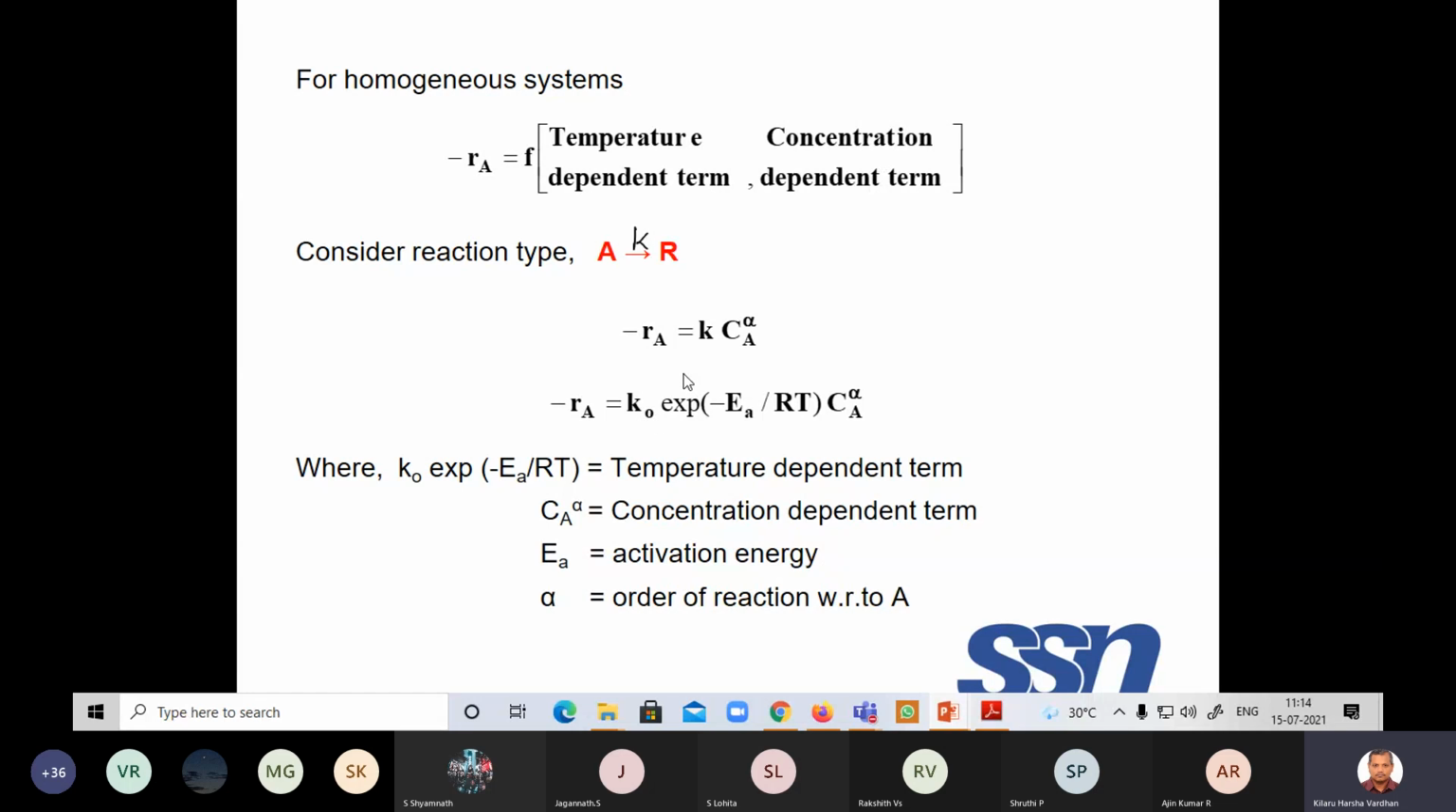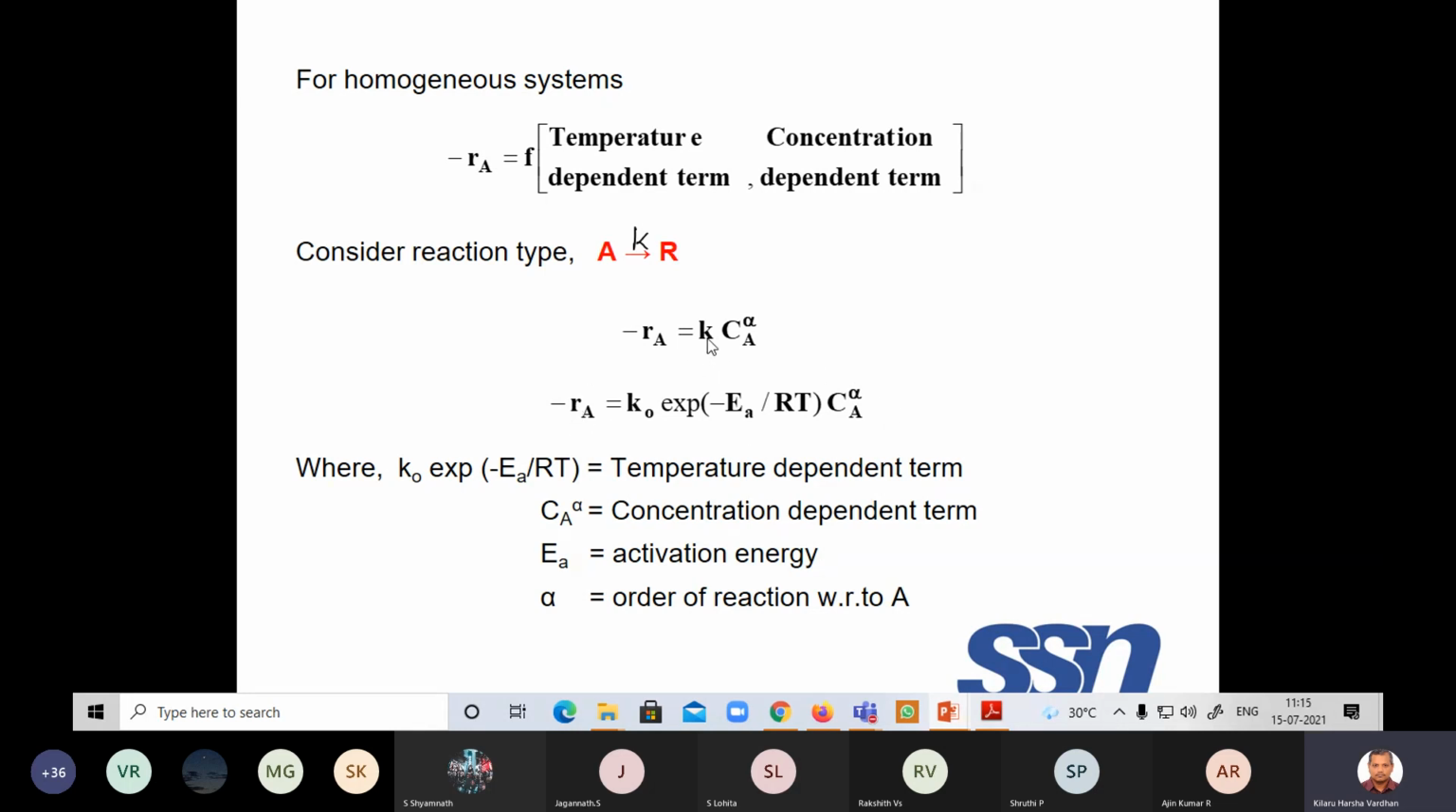So what is this K naught? K naught is the pre-exponential factor. E is the activation energy. R is the gas constant. T is the temperature in Kelvin. So this is how you will write the rate.